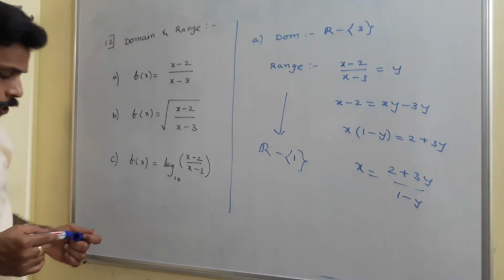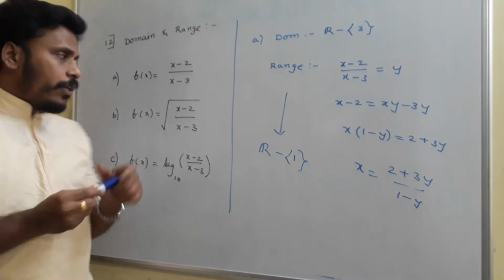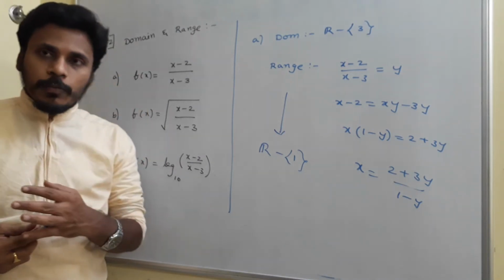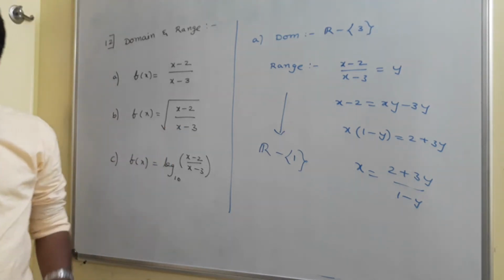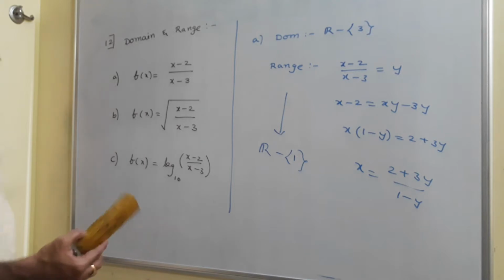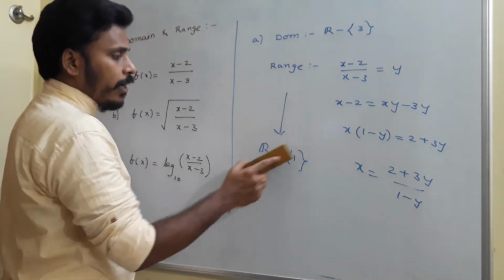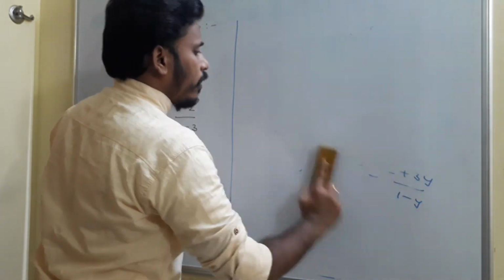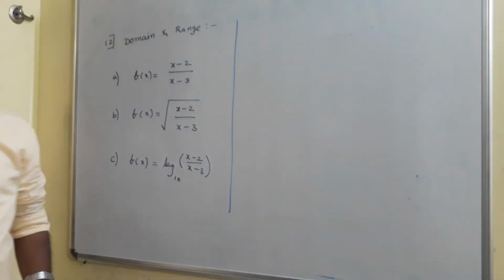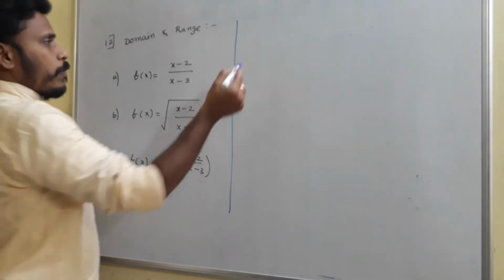So this is the domain and range for part a, where f(x) = (x-2)/(x-3). Whereas if you think about b, the square root of (x-2)/(x-3), I am erasing this. Then, for b, the square root of (x-2)/(x-3).